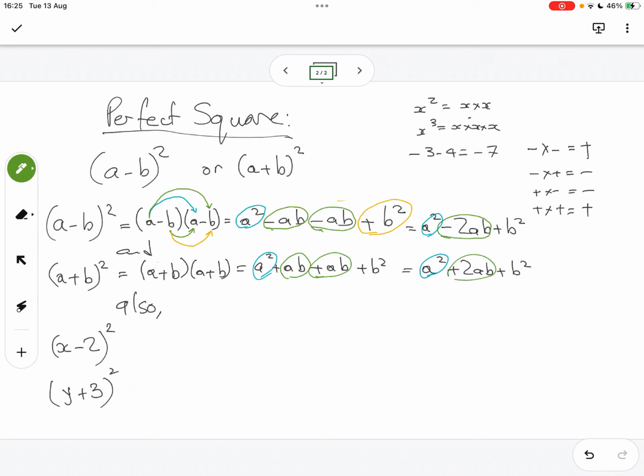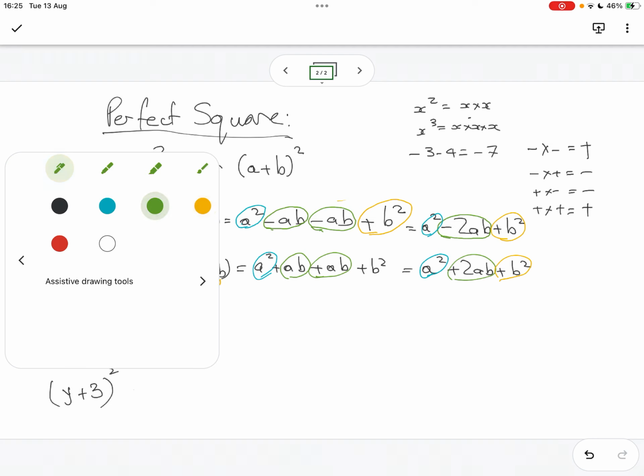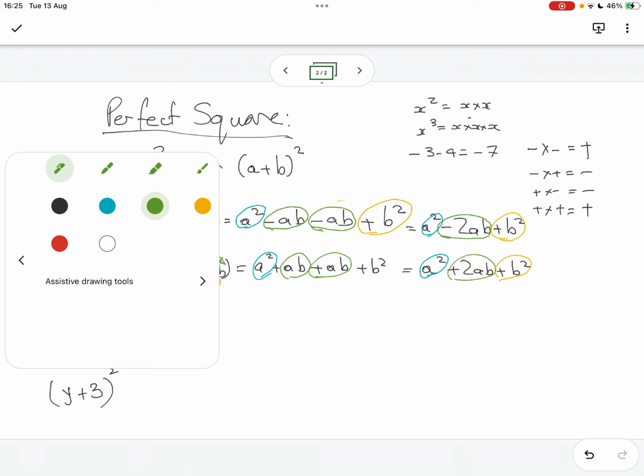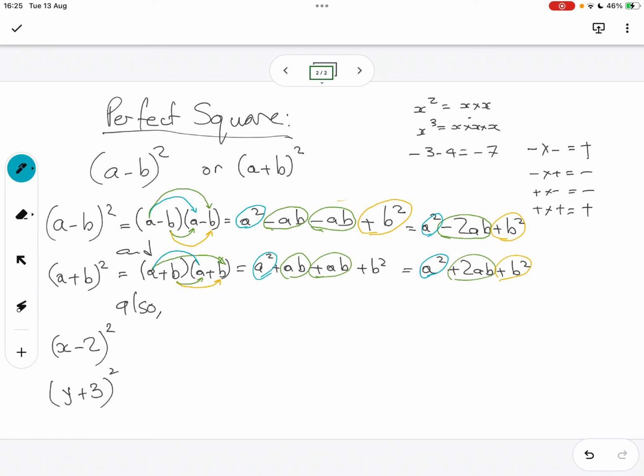Green would be these two, and yellow would be these two, right? So to be that multiplied by that, that multiplied by that, that multiplied by that, and that multiplied by that. So these two, we also operate them like that.